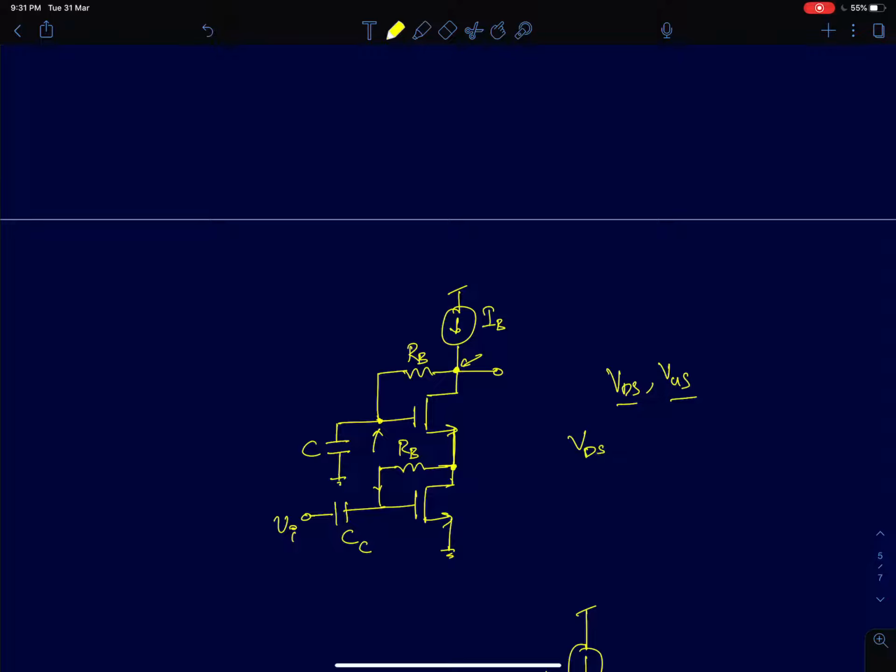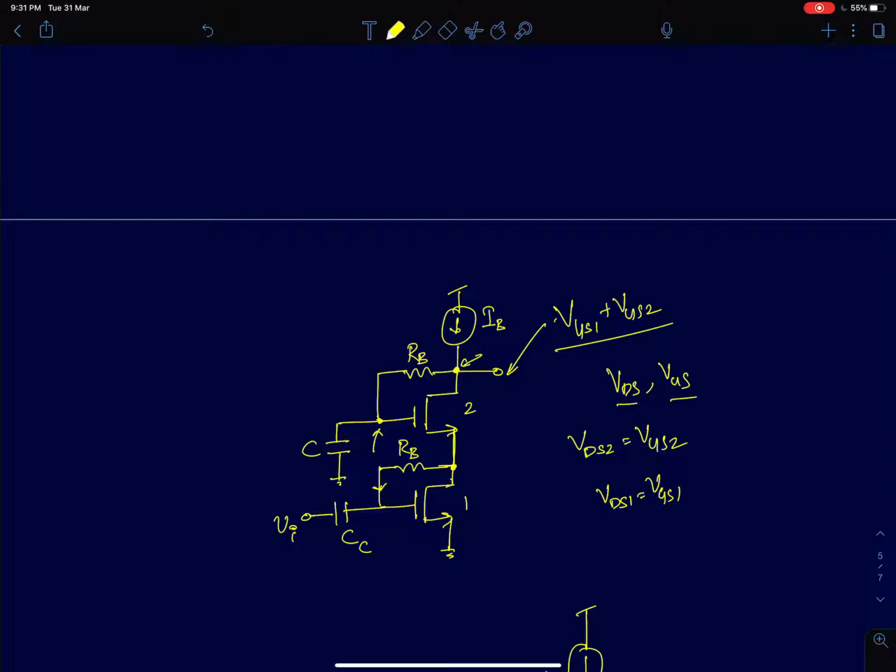Now this way of connecting a resistance RB between gate and drain ensures that VDS equals VGS for both the devices. I'll assume this is 2, this is 1. So VDS2 will be equal to VGS2 and VDS1 will be equal to VGS1. There is no DC current flowing through RB, so the DC potential drop across RB will be 0. So the DC potential at this node will be simply equal to VGS1 plus VGS2. By now you should be able to see that. It's very simple to see.